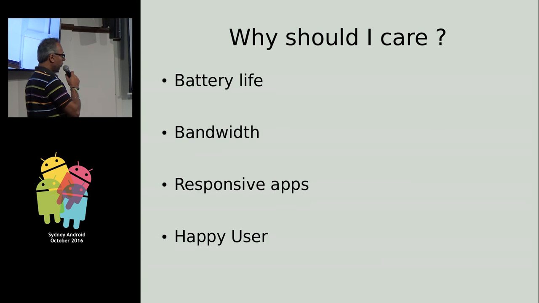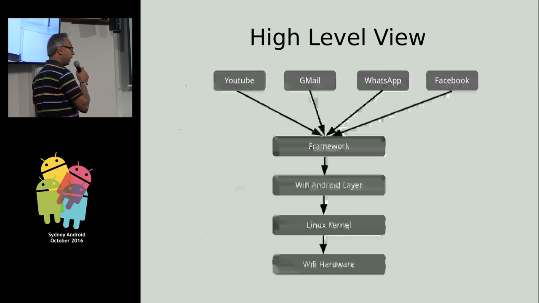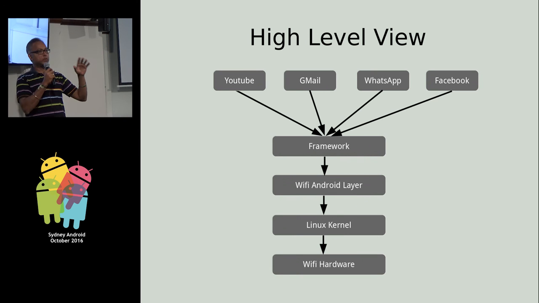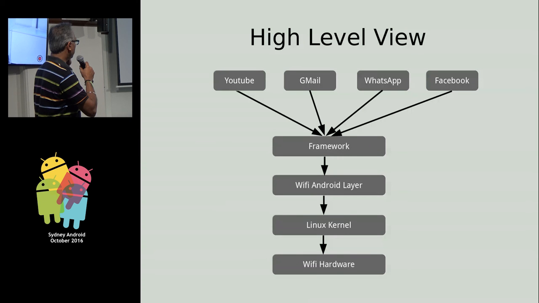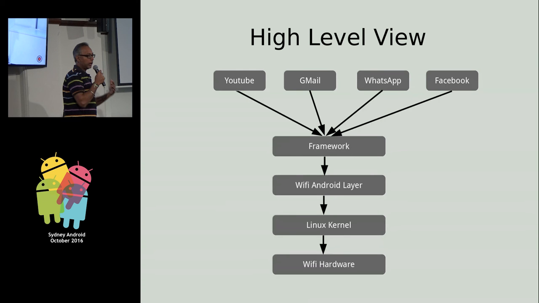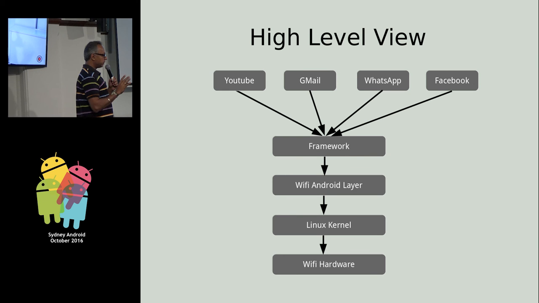So let's take a look now at the high level view of the whole stack. On the top level you have all your YouTube, your Gmail, your domain website and app and things like that. That talks to the framework, which is pretty much everybody knows about this, and then it talks to the Wi-Fi Android layer. And then from there on it talks to the Linux kernel and then to the hardware. So this is pretty much the same way all apps communicate with the hardware. So that's pretty much stock standard. There's nothing fancy about that.